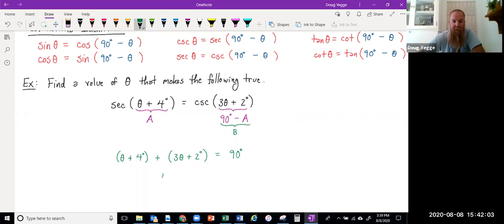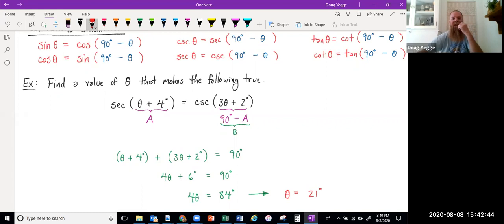Well, that gives me 4 theta plus 6 degrees equals 90 degrees. And notice that every time I'm writing these numbers, I'm putting the degree symbol on there because these are angles, and anytime I'm dealing with angles, I need to make sure that I put that symbol to indicate that. So that means that 4 theta is equal to 84 degrees, which means that the angle that will make this statement true is theta equals 21 degrees.